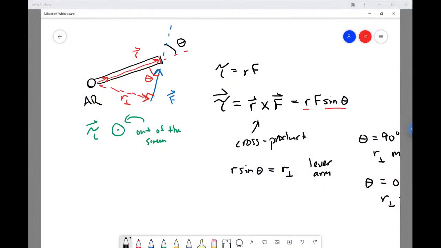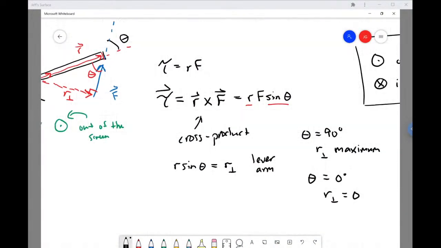All right, and then just to complete this, we saw last time that torque is like Newton's second law for rotation. Instead of F equals ma, you have torque equals I times alpha. So instead of force equals mass times acceleration, you have torque equals rotational inertia times angular acceleration. So this is like Newton's second law for rotation.